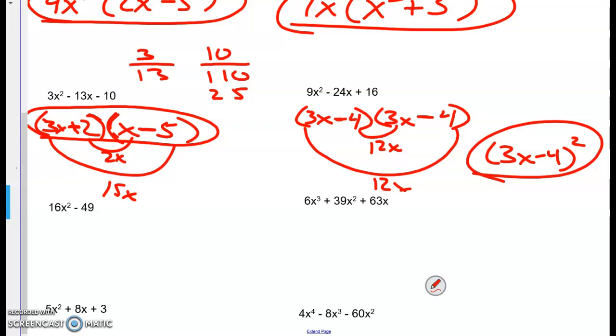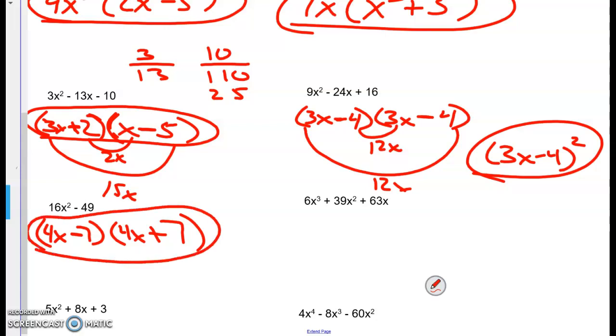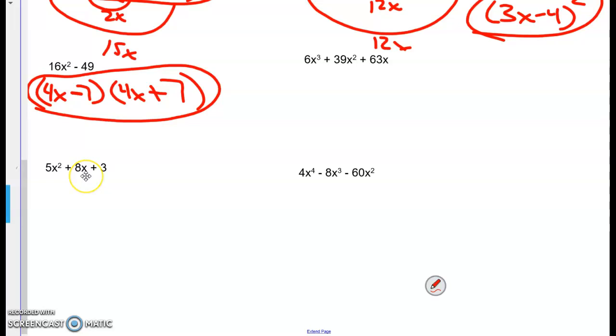Down here, when you have two perfect squares with a minus sign, it means the middle term is 0. Once again, we're just going to take the square root of both terms. 4x and 4x, the square root of 49 is 7 and 7, and we have opposite signs. 4x times 7 is 28x, negative 7 times 4x is negative 28x, and 28x and negative 28x cancel to 0. That's our answer. That is a difference of two squares. Now I'm going to do the two on the right last. I do want to go through this one first, and then we'll go to the two on the right.